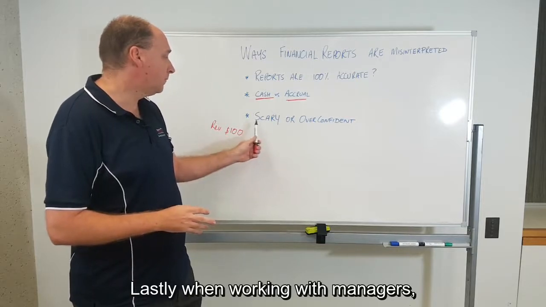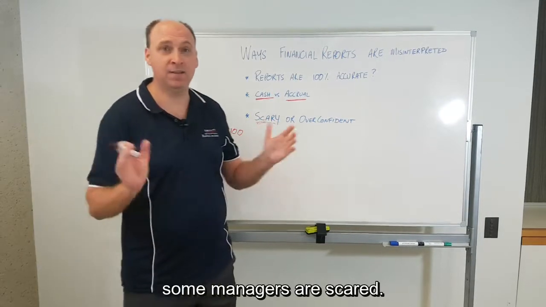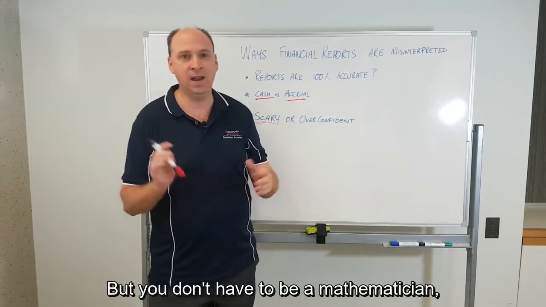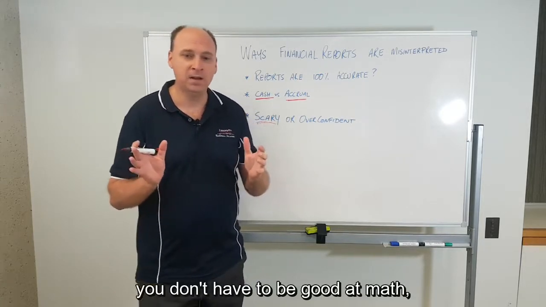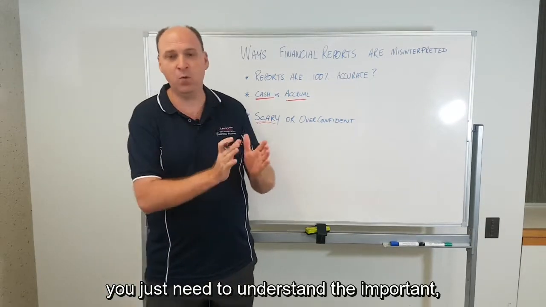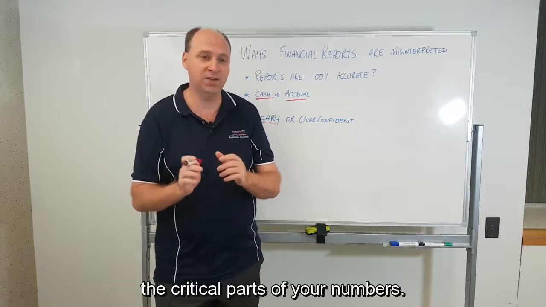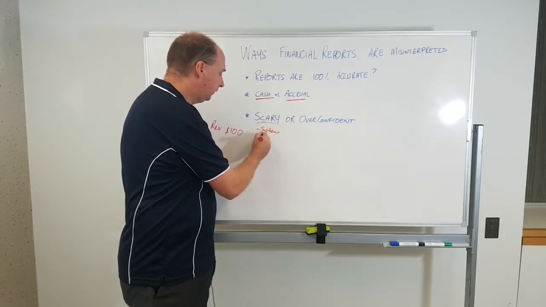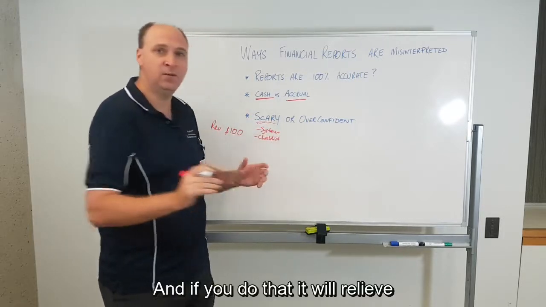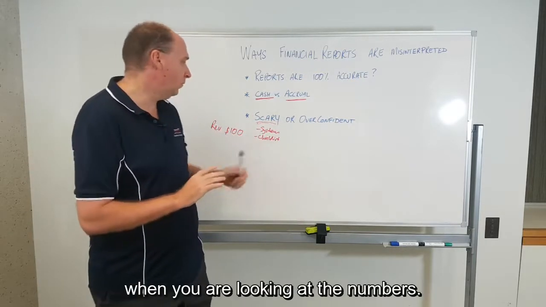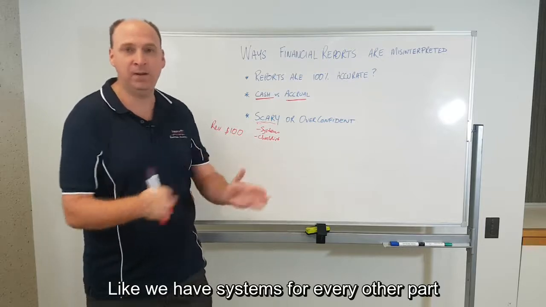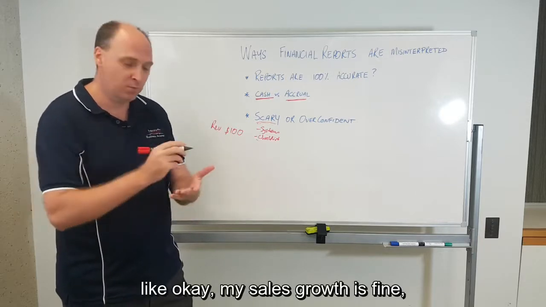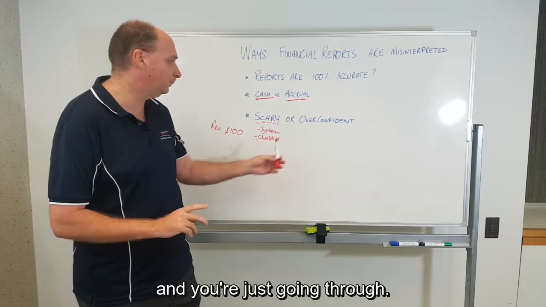Lastly, when working with managers, some managers are scared. They're scared of numbers they don't understand, saying things like, my math isn't very good. But you don't have to be a mathematician or good at math. You just need to understand the critical parts of your numbers. I recommend you have a system and a checklist, which relieves some of the stress of looking at the numbers. We have systems for every other part of our business, so why don't we have a system for reviewing our financial reports, with a checklist of, okay, my sales growth is fine, and then just going through it.